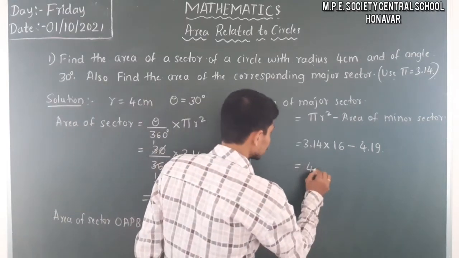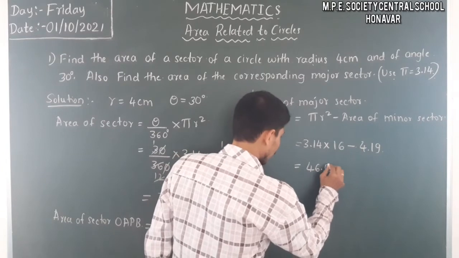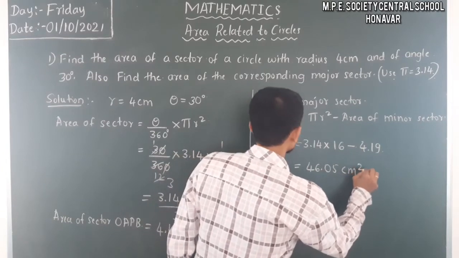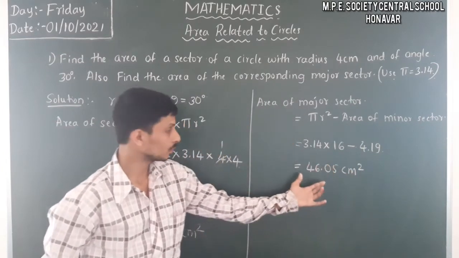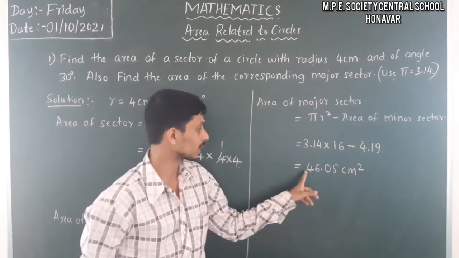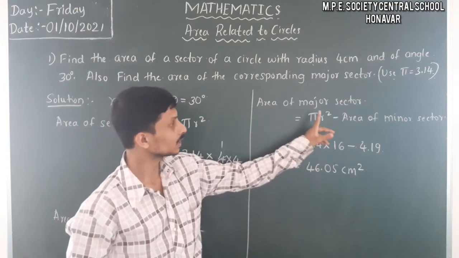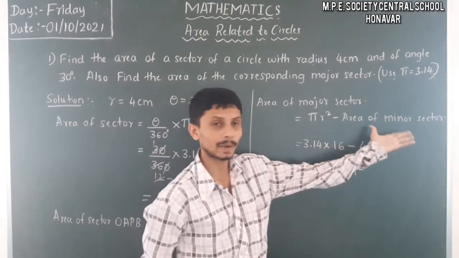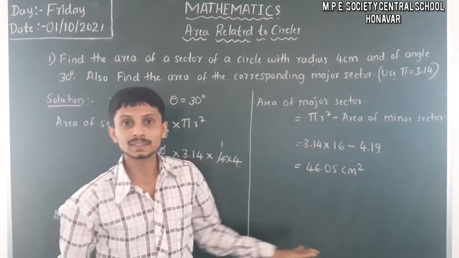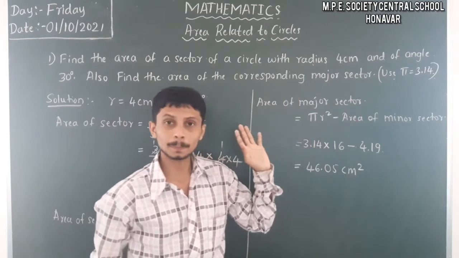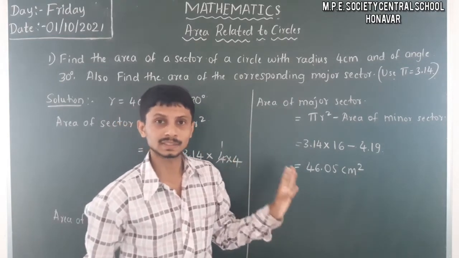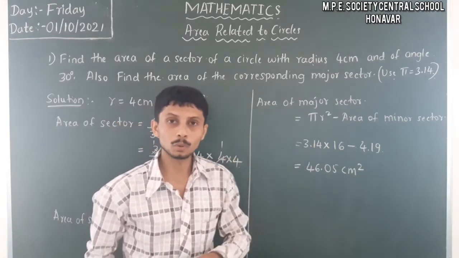It is 46.05 centimeter square. So you can simplify it, then you are getting this answer. So approximately you are getting 46.05 centimeter square. So the thing is we have to subtract the area of the minor sector from the complete circle, so we can get the area of the corresponding major sector. So I hope you understood this one.